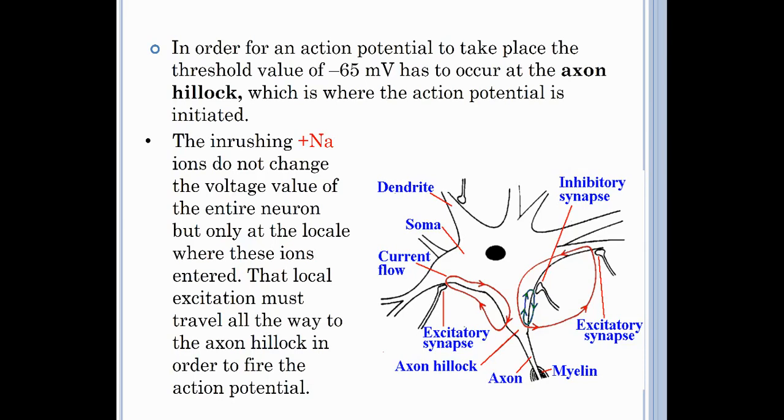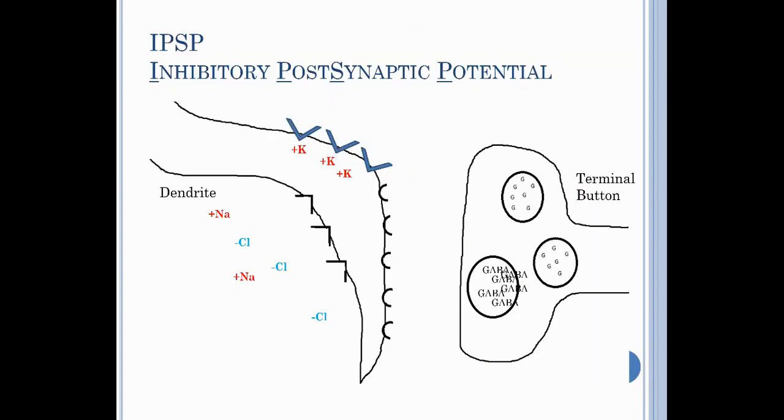It's important to note that in order for an action potential or firing of the neuron to actually take place, the threshold value of negative 65 millivolts has to occur at the axon hillock, which is where the action potential is initiated. The inrushing sodium ions do not change the voltage value for the entire neuron, just only at that location. That local excitation must travel all the way to the axon hillock in order to fire the action potential.